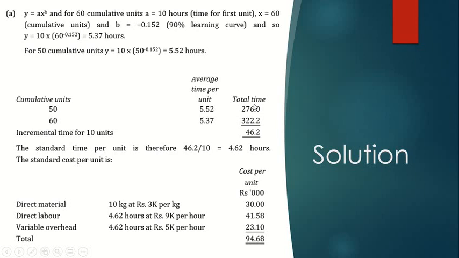So this will be the incremental time for 10 units. The incremental time for the fourth quarter will be 46.2. So this will be the time requirement for the fourth quarter. But in this question they are not asking that. The question is, what is the average time per unit in the fourth quarter?